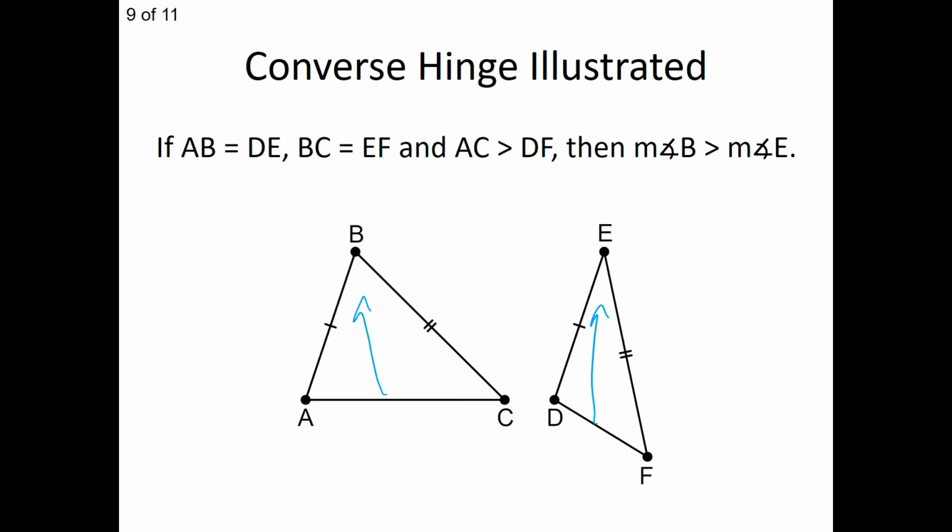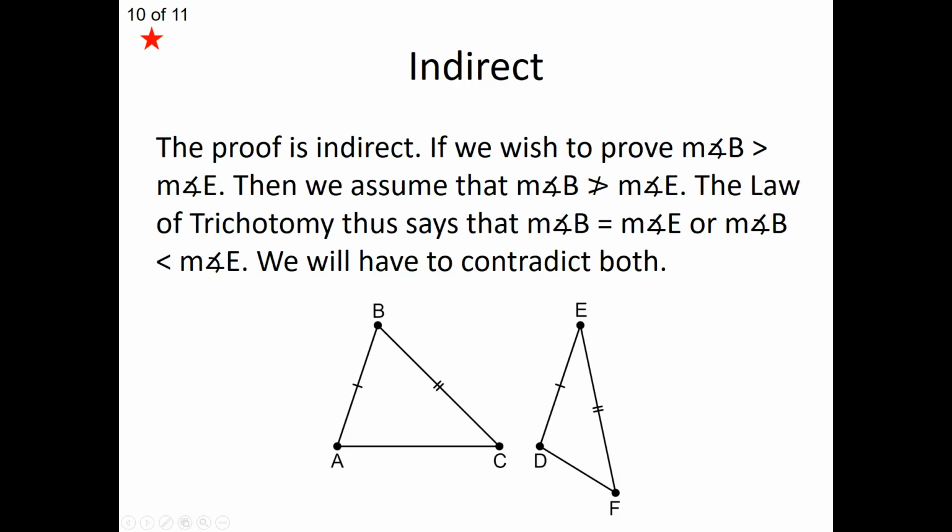Now we want to prove this to be true, okay? And actually the proof of this is quite simple because we already have proven the Hinge theorem. So let's take a look at how we're going to prove this one. We're going to prove this one indirectly, meaning since we want to prove the measure of angle B is greater than the measure of angle E, let's assume that it's not. So let's assume that the measure of angle B is not greater than the measure of angle E.